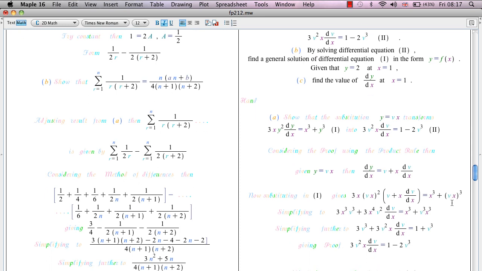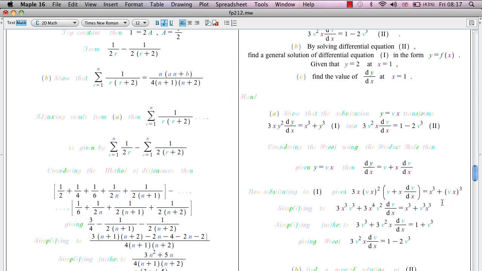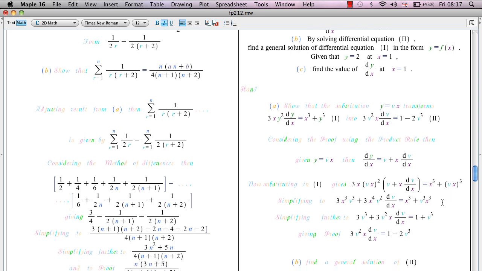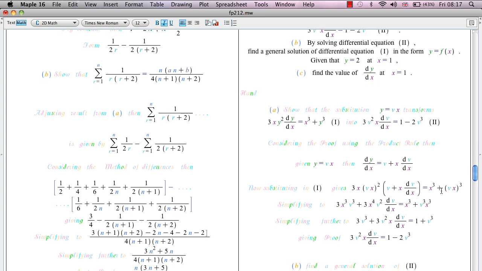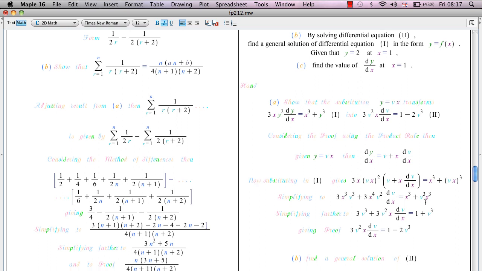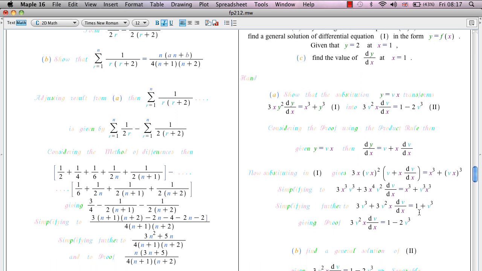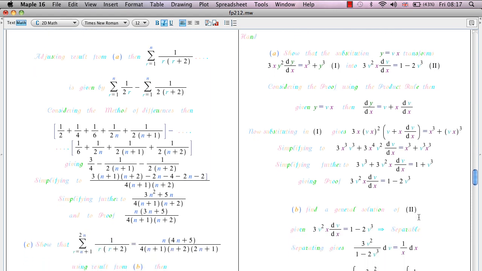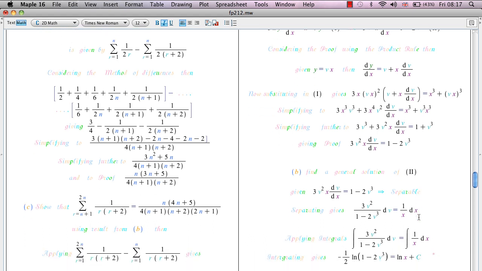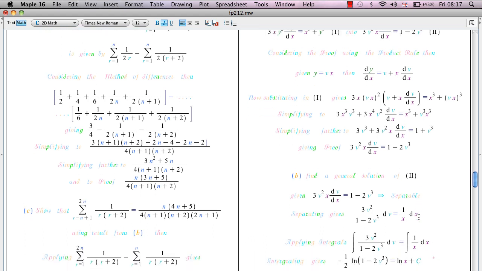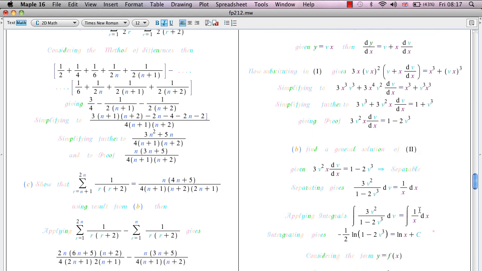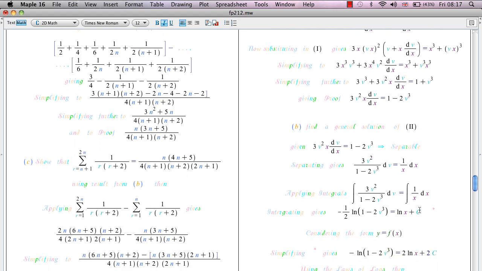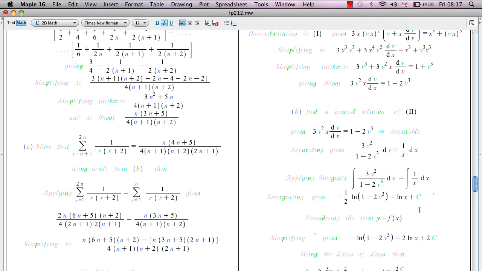So for part A, given y equals vx, differentiating implicitly gives an expression for dy/dx, and then substituting in equation 1 and simplifying gives the proof, equation 2. So for a general solution of 2, from observation we see it's separable, so integrating both sides gives a general solution.